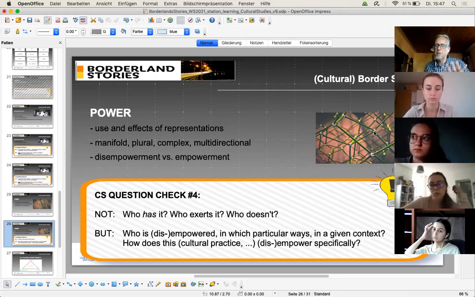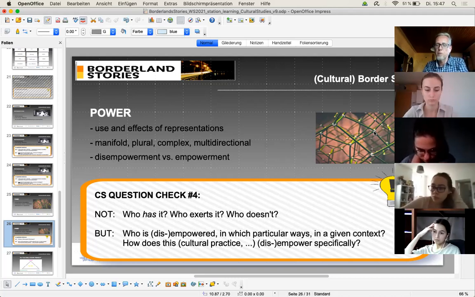For example, right now as a teacher, I'm empowered in certain ways because I can tell you what I think is important, but I'm also maybe disempowered because there are certain expectations that you have and the university has in this context of what I'm supposed to do and what I'm not supposed to do. So it's not a top-down thing, but it results from this complex interaction of identity and difference and cultural practices.